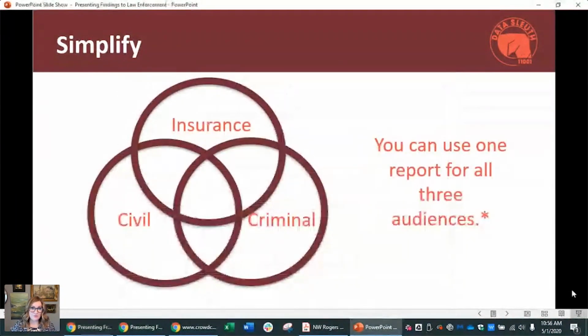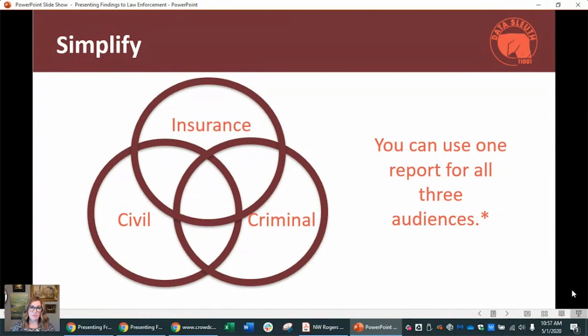You can use one report for all three audiences. There are a few differences. Insurance, if you can show where the money came from, where it went, and why this is not okay, I have never had an insurance claim denied. If you can make it that simple and group it where it's organized, and we'll look at a couple options of that. Then if you're working a civil case, same thing.